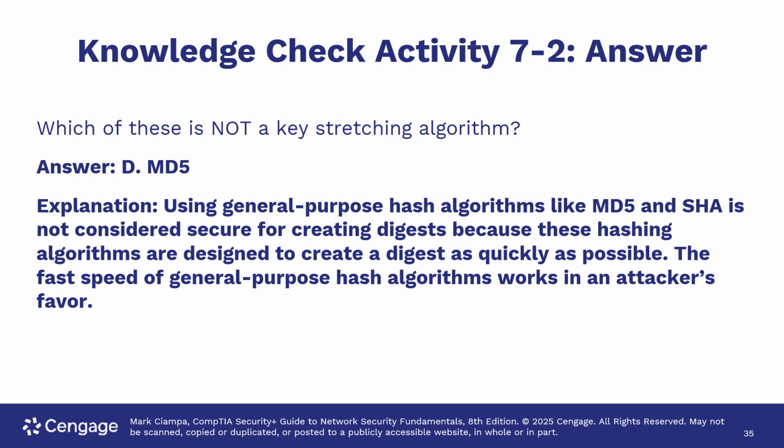It's MD5. Using a general purpose hash algorithm like MD5 and SHA is not considered secure for creating digests because these hashing algorithms are designed to create a digest as quickly as possible. The fast speed of general purpose hash algorithms works in an attacker's favor. Okay, so if you go back, remember it listed those 3 that were the safest ones. Or rather, a key stretching algorithm.